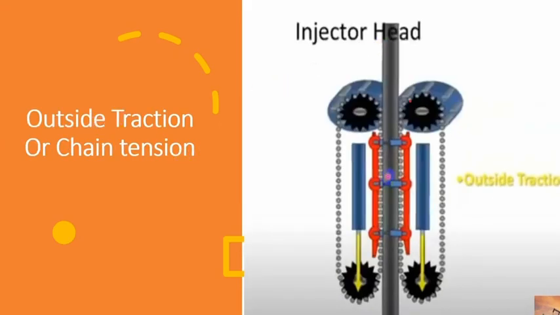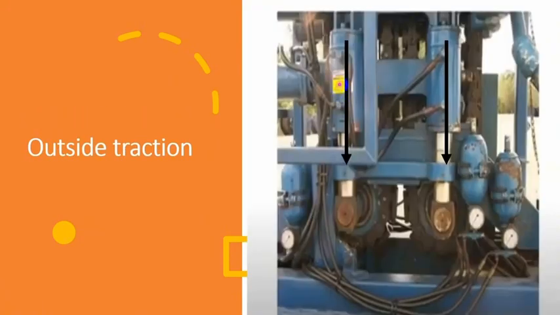Outside traction or chain tension is made from these cylinders pushing against only idle sprockets to keep this chain always in tension. As you can see, this is the piston, this is the stainless part, and the cylinder. Hydraulic pressure from this hose inside pushes against the piston, so it pushes the idle sprockets, this one and this one, to keep the chain always in tension.